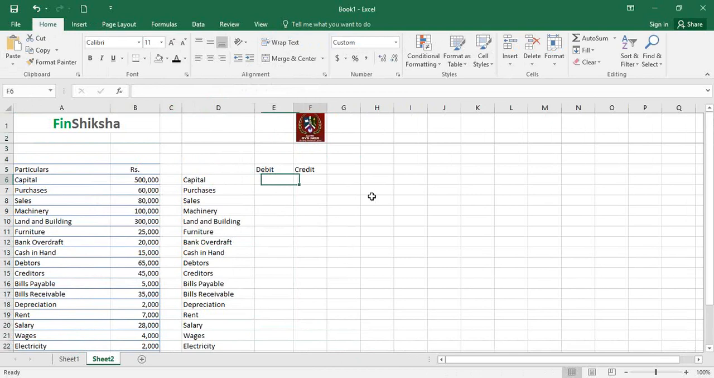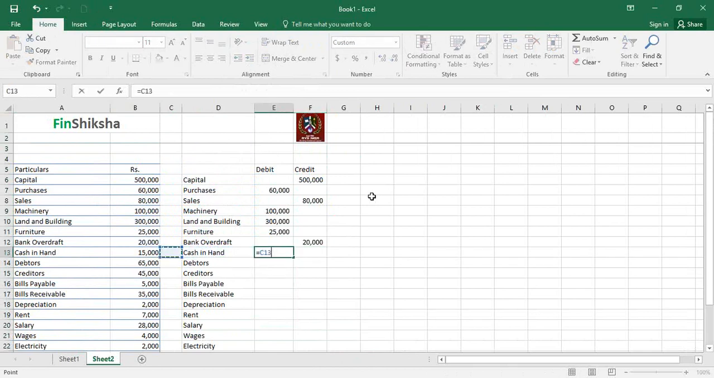So capital is a liability, owner's equity, that's going to be a credit entry. Purchases are, you bought something basically and they end up in assets, so that's debit. Sales is credit. Machinery is an asset. Land and building is an asset. Furniture is an asset. All are debits. Remember, assets are debit. Bank overdraft is a liability, credit.